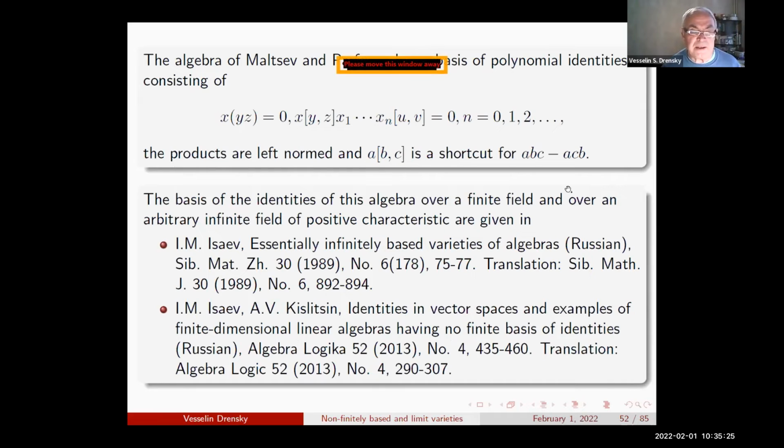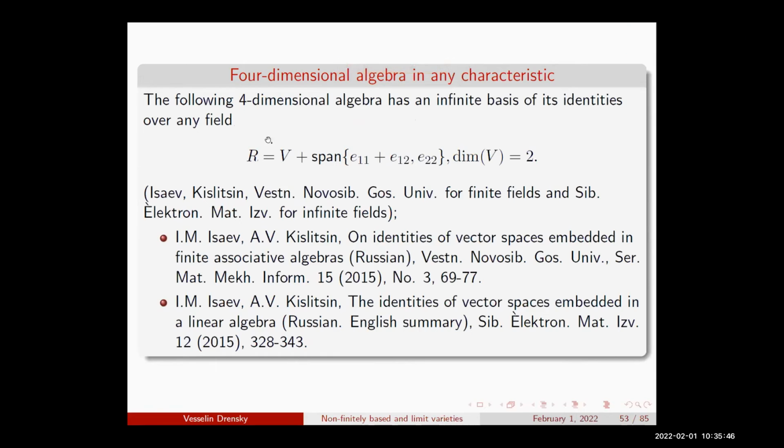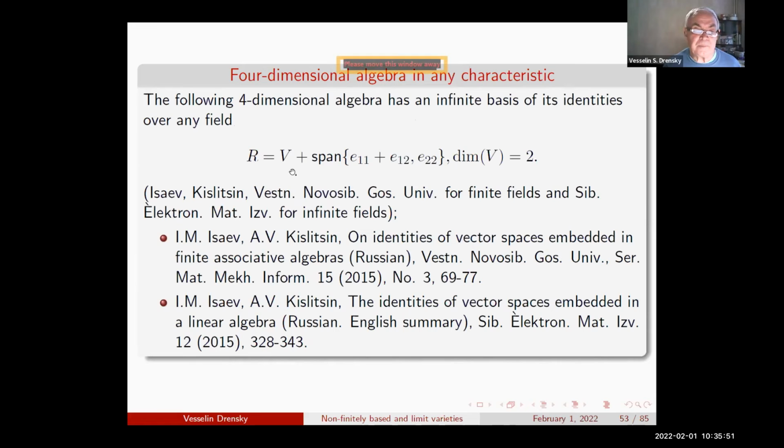And when you consider positive characteristic, over an arbitrary finite field, you have papers by Isaev and Kesizin. You have also a 4-dimensional algebra with an infinite basis of the identities, over any field. This is a little bit similar. You have a two-dimensional vector space acting with two matrices. So it was done 5 years ago in 1950.